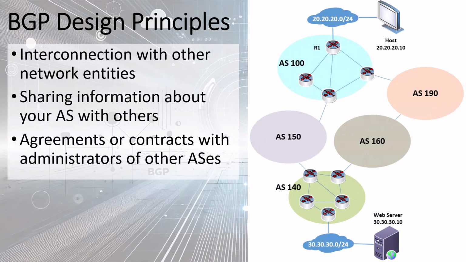Next, you have to think about the fact that you are interconnecting with other network entities, like ISPs and possibly other enterprise networks. You will be sharing information about your AS with those other entities and vice versa. When you interconnect with other BGP networks, you will typically make some kind of contract or agreement concerning the types of attributes that are shared and advertised, and even how and if you're allowed to modify those attributes.